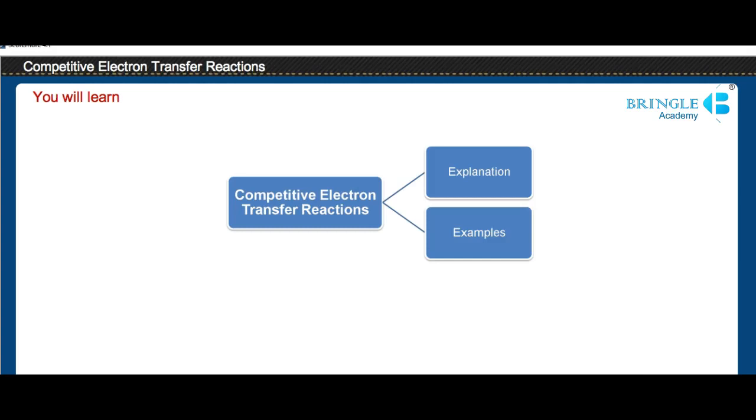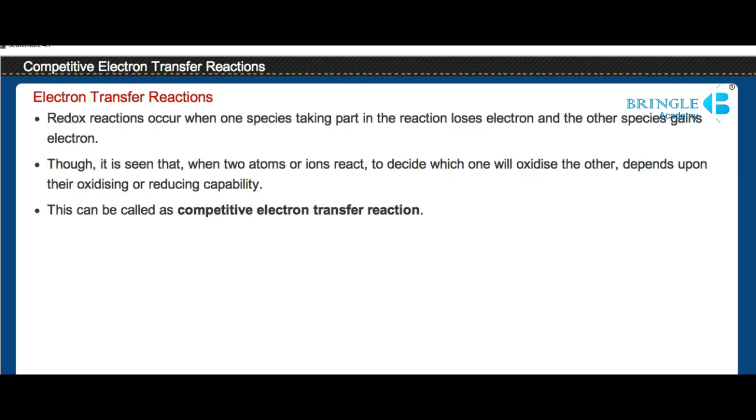We'll learn the explanation of competitive electron transfer reactions and examples. Redox reactions depend upon the capability of an ion or an atom to oxidize or reduce the other. Thus, in a redox reaction, a phenomenon called the competitive electron transfer mechanism is very common. This is similar to the acidity value, which is the strength of an acid to donate a proton.